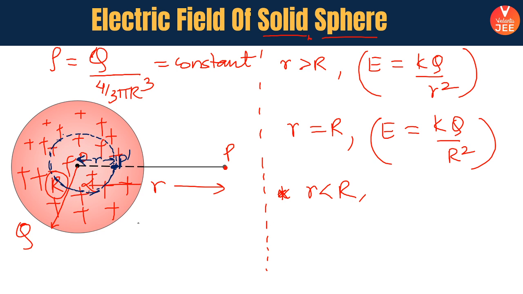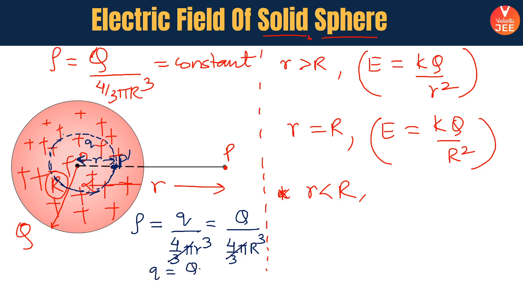That means, guys, the spherical body that I'm assuming of small r radius will have some charge small q, and its volume is 4 by 3 pi small r cube. And this is equal to the density of the entire sphere, which is capital Q upon 4 by 3 pi capital R cube. So from here, 4 by 3 pi gets cancelled, and the small q charge comes out to be Q r cube by capital R cube.